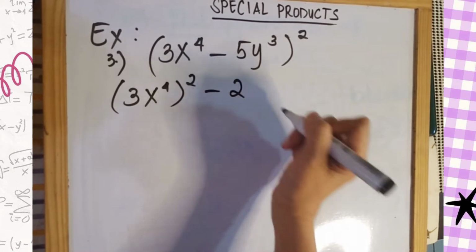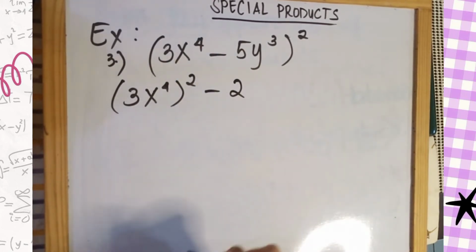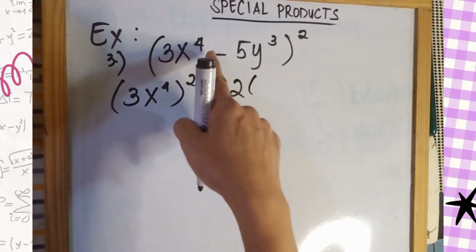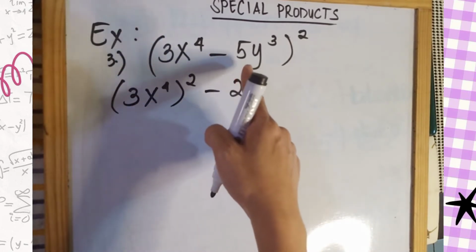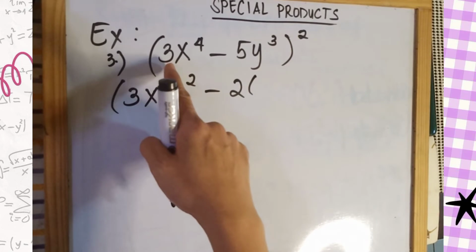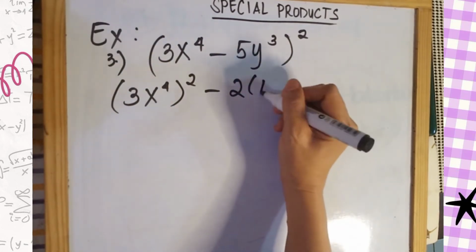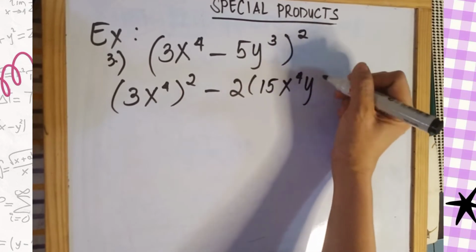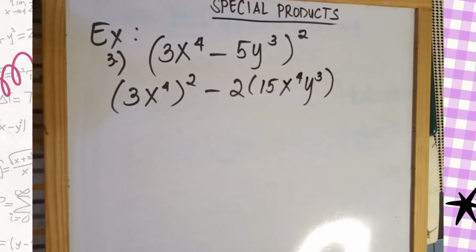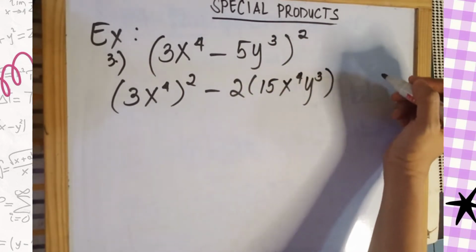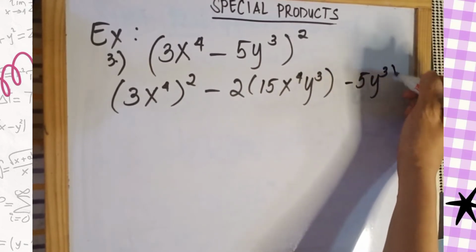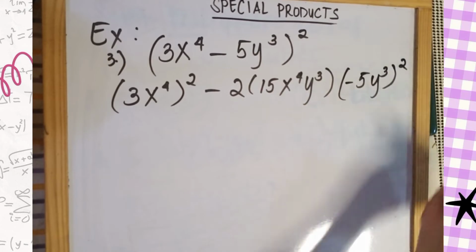minus twice the product of the first and last term. So 2 times, what is the product of 3x to the fourth and 5y cubed? So 3 times 5, that is 15. X to the fourth y cubed, and then square the last term. So our last term is negative 5y cubed squared.